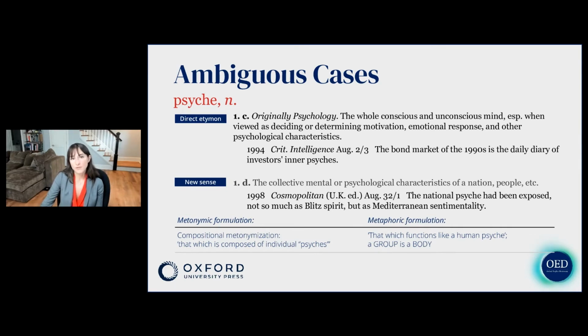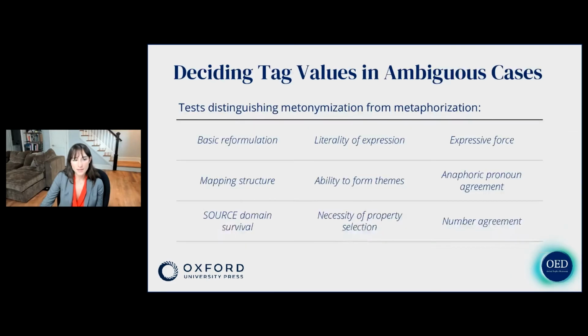And so I'll walk through in the next few slides ways to distinguish and test to determine which tag should be applied in cases like this. And this is an array of tests. There were other ambiguities. It's not just metonymization versus metaphorization, but this array of tests represents those that were used to distinguish between those two in particular.